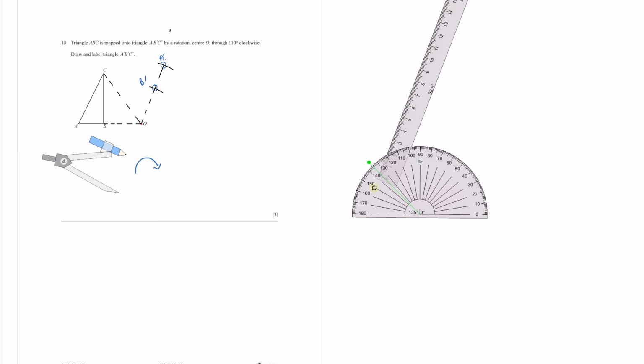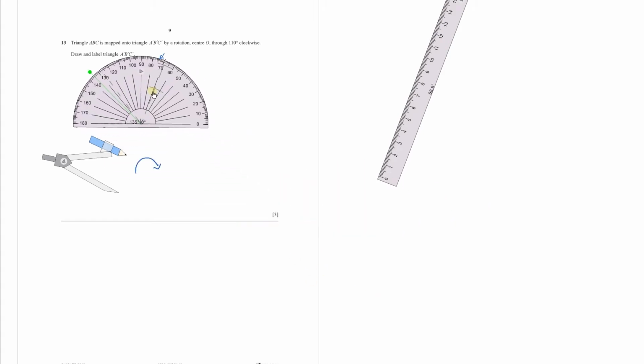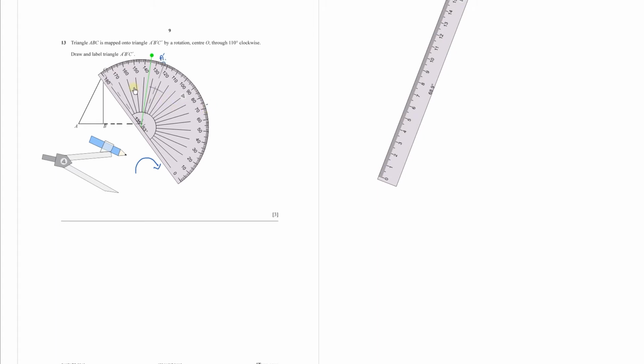And then to get C prime, I will again put my protractor at the center. And now you have to rotate it because your 0-degree angle is this, since this is the line connecting C and O. So now your 110 degrees will be, so 90 here, 100, and then 110 would be here. So this is your 110 degrees.